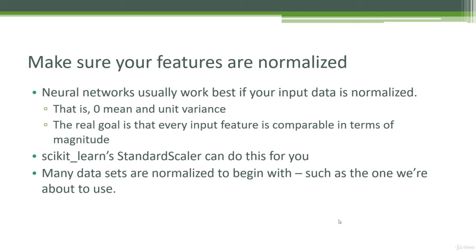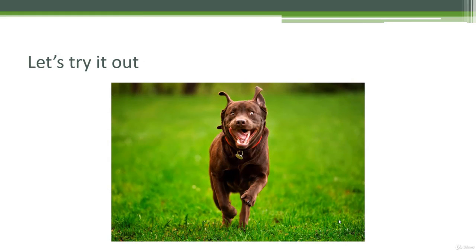Fortunately, Python's scikit-learn library has a StandardScaler package that you can use to do that automatically with just one line of code. So all you have to do is remember to use it. Many data sets that you use while researching are going to be normalized to begin with. The one we're about to use is already normalized, so we don't actually have to do that. Later on in the course, I'll show you an example of actually using StandardScaler, however. And with that, let's dive in and actually try it out.